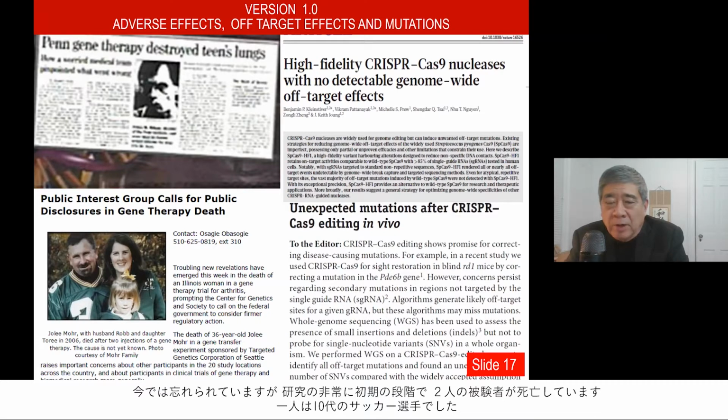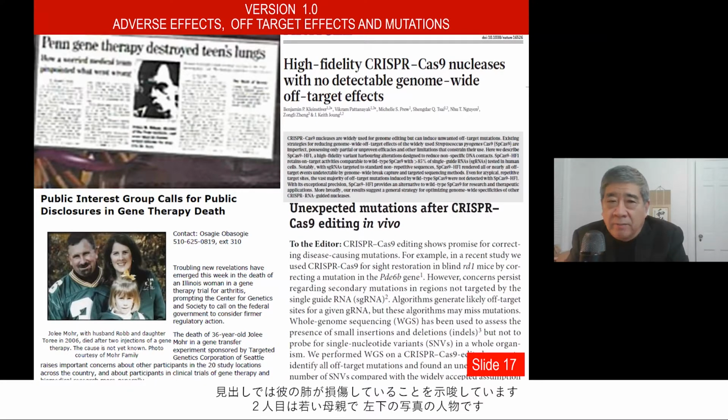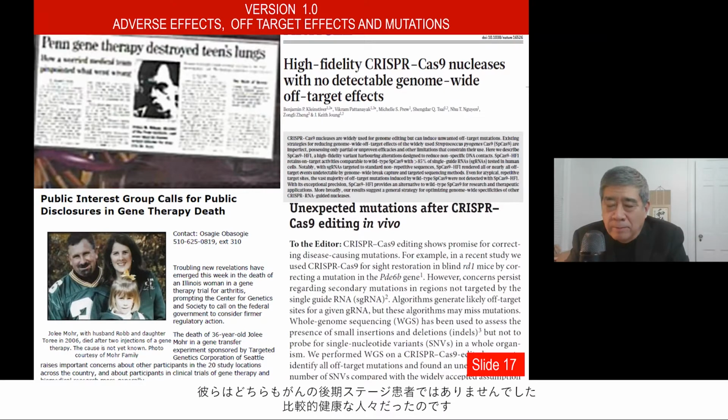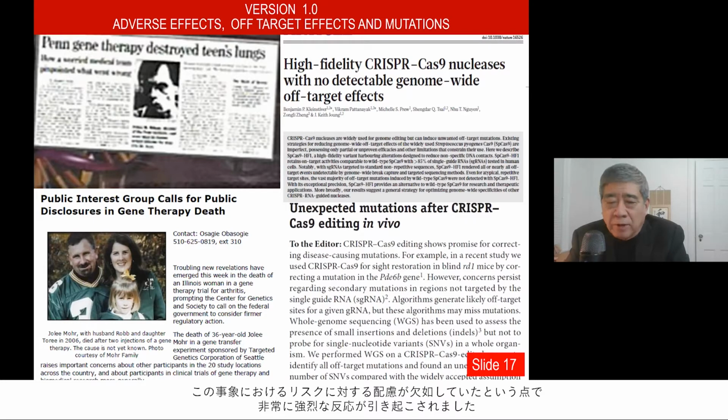One was a football player, a teenager, and the headline suggests that his lungs were destroyed. And the second was a young mother. You can see her in the lower left picture. And she also died as a subject in early gene therapy trials. Neither of them were, sort of, late stage cancer people. They were people in relatively good health. The point being that a lack of engagement with risk in this instance actually triggered very strong reactions, and doing work on gene therapy became hard to do.